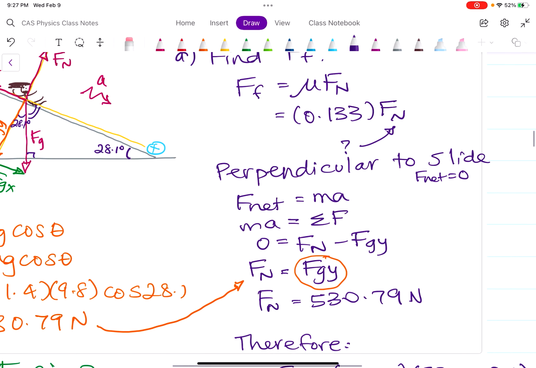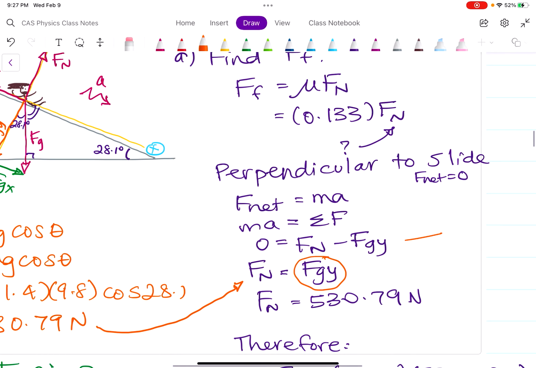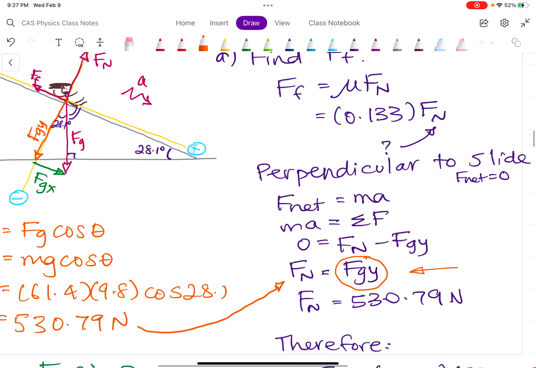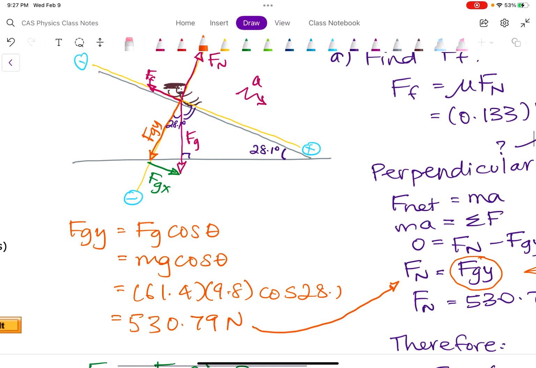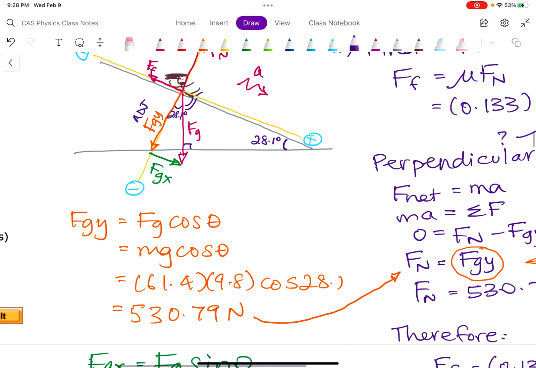So you can see our equation, this one right here, is saying that the normal force is not equal to Fg, but is equal to the y component of Fg. So how do we solve for FGY? Well, I did that over here, where I looked at the triangle and solved it. If that angle is 28.1, then FGY is the adjacent side, so the relationship is going to be cos theta. You can take a look at that triangle and see if that makes sense to you.